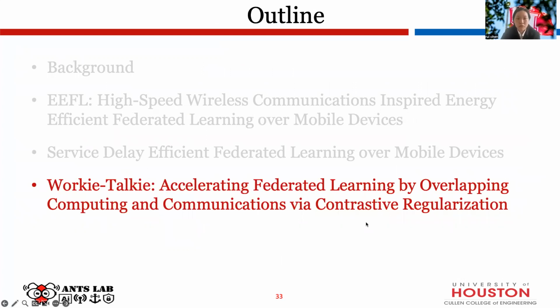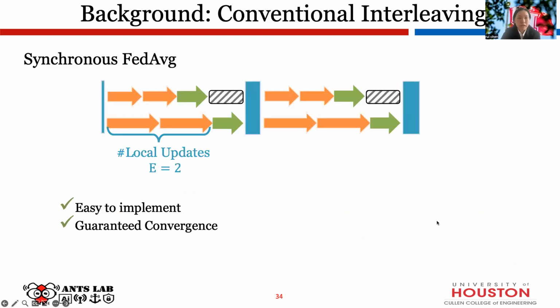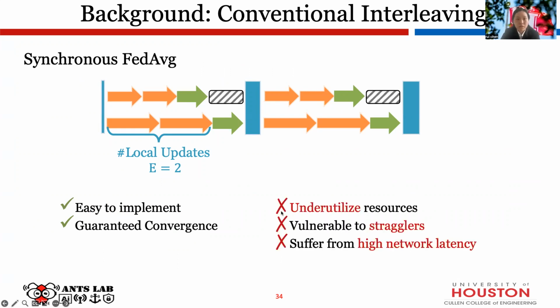And here, I would introduce the last work, Walkie-Talkie: accelerating federated learning by overlapping computing and communication through contrastive regularization. And in the previous work, we actually considered a conventional synchronized protocol. It is very easy to implement, and we are able to provide a convergence analysis for the synchronized federated averaging scheme. However, in highly heterogeneous environments, such a protocol is vulnerable to the straggler issue, since all the clients have to wait for the new global model to arrive to start the next round of training.